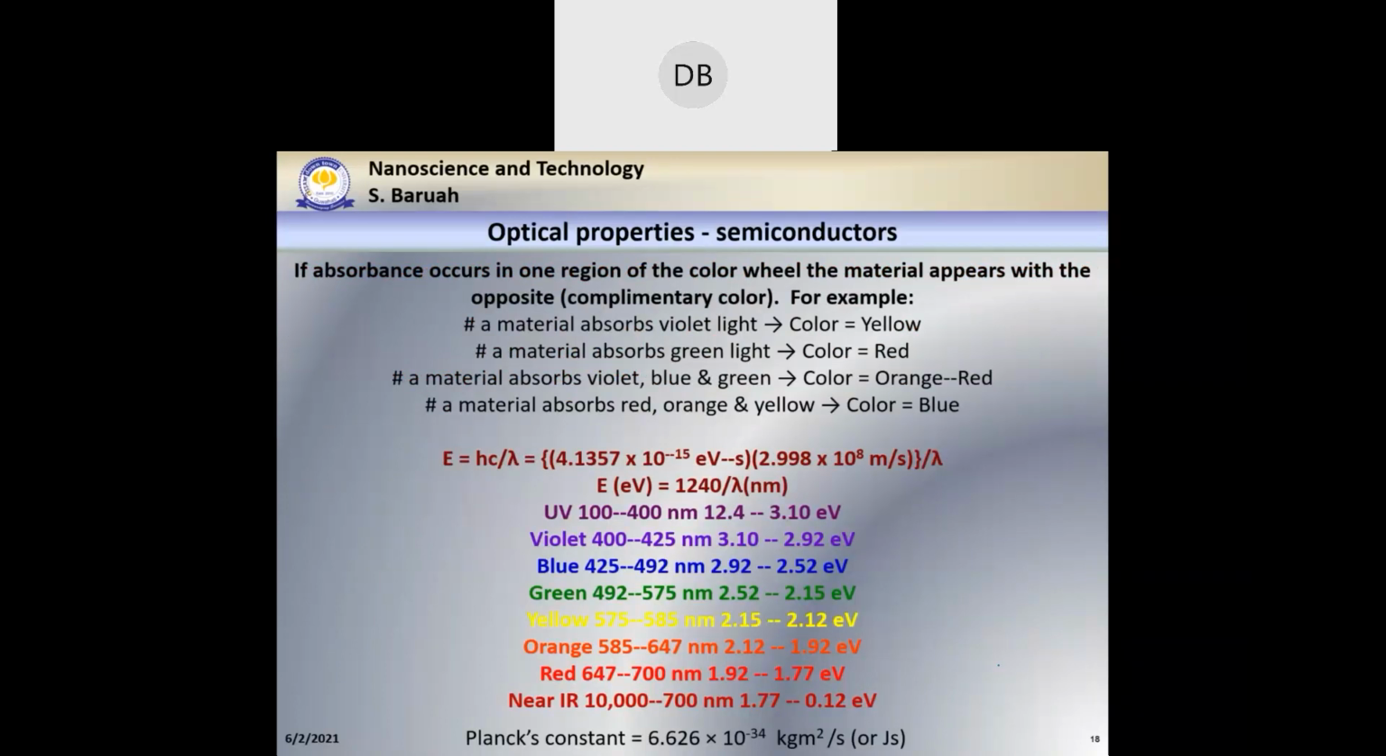So continuing with the discussion on the optical properties of semiconductors, metals are a different issue altogether. The metals behave differently because of overlapping of the valence and conduction bands, but in semiconductors there is a spacing between the valence and conduction bands, right?